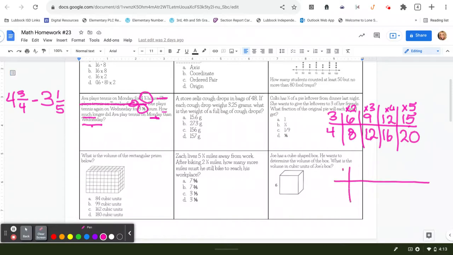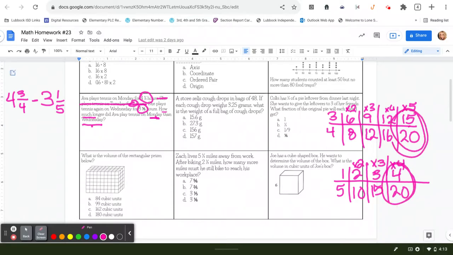So now I'm going to make my ratio table for 1/5. If I do times 2, that gives me 2/10. Do I have a denominator match? No. Times 3 gives us 3/15. Do I have a denominator match? No. If I do times 4, that gives me 4/20. Okay, now I have a denominator match. So I rewrite my problem, 4 15/20 minus 3 4/20.